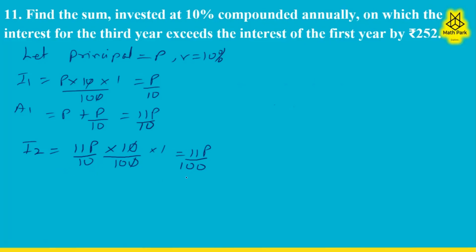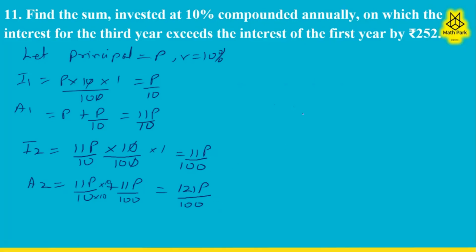So we know the interest for the second year. Now we find the amount at the end of the second year, which is going to be 11P upon 10 plus 11P upon 100. So the LCM is 100 here. So 110 plus 11, you get 121P upon 100 as the amount.